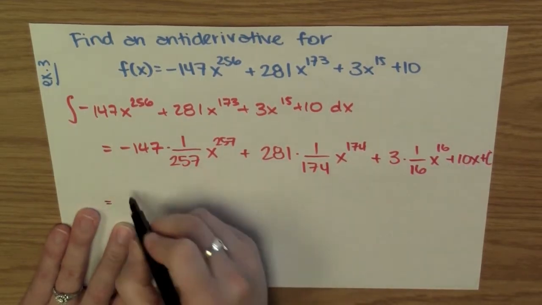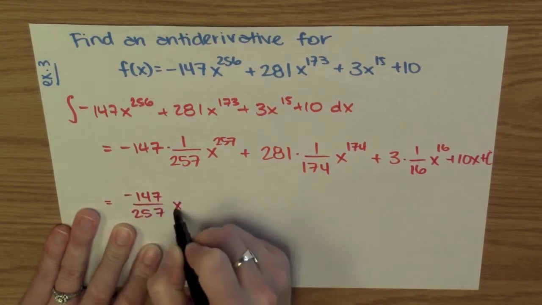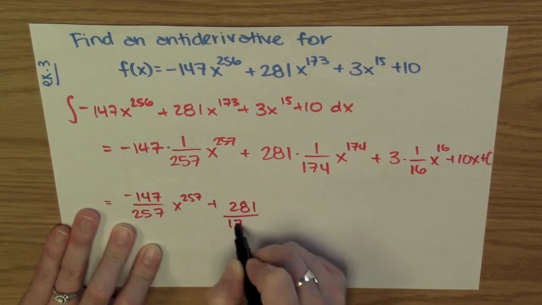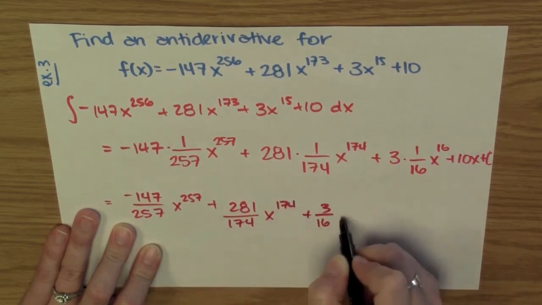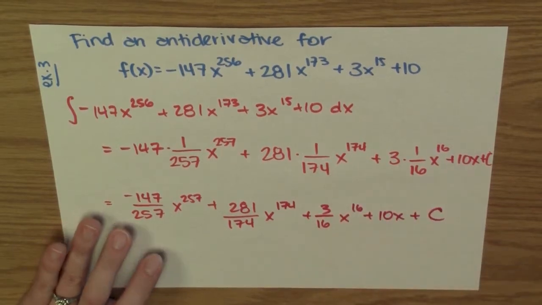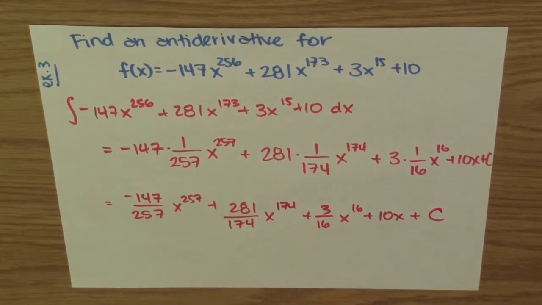So cleaning this up, I have negative 147 over 257, x to the 257th, plus 281 over 174, x to the 174th, plus 3/16, x to the 16th, plus 10x, plus my constant. This one I leave to you to check, partially because I want to give you something to work on, and second because it's actually pretty easy in this case since we haven't done a whole lot of simplification.